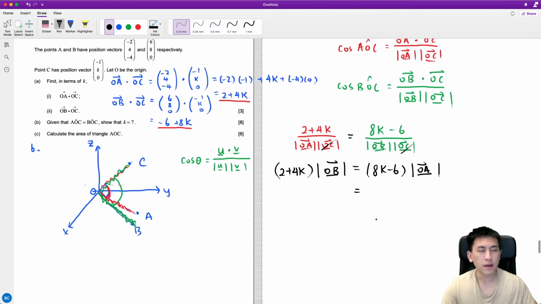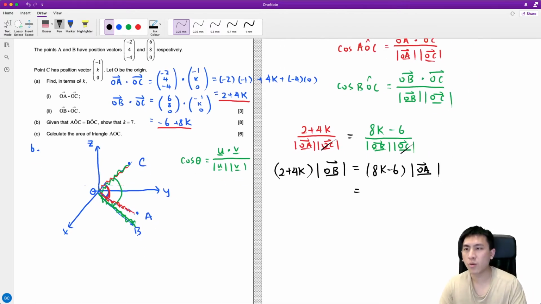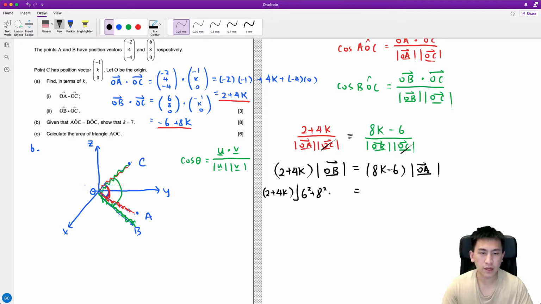Let me zoom out a little bit. So length of OB, right? So OB was 6, 8, 0. If you see 6 and 8, surely you know that's going to be 10, right? Because that's a Pythagorean triple. But we'll still do it just for the sake of it. So 2 plus 4k multiplied by the square root of 6 squared plus 8 squared plus 0 squared. Yeah, by now you have to know that's a nice Pythagorean triple, right?